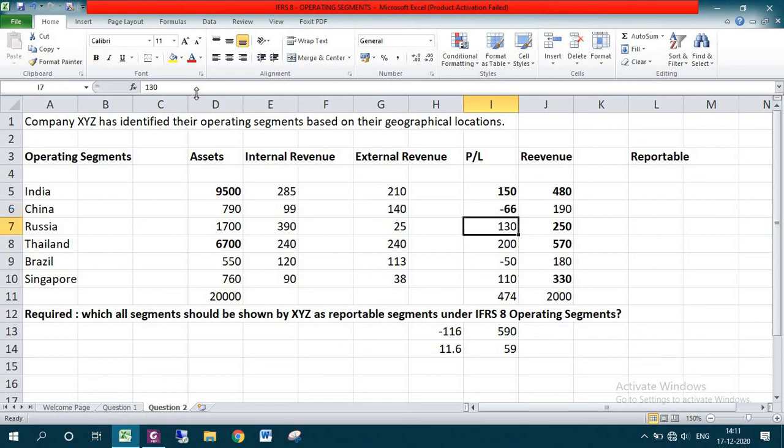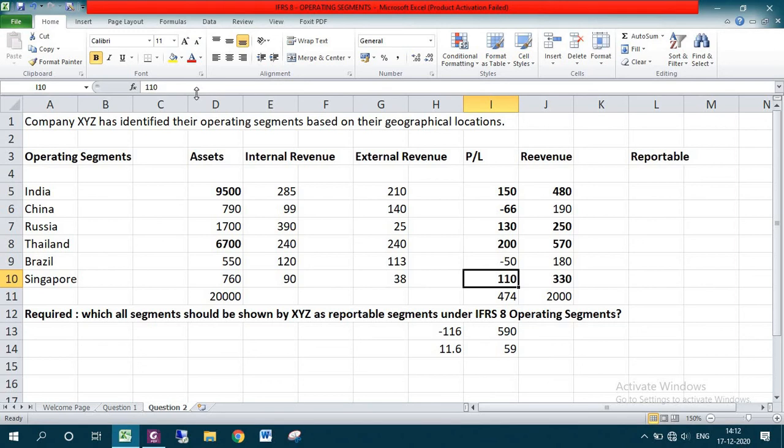Let's see Russia. Russia has 130, so it qualifies, and Thailand has 200, so it also qualifies, and Brazil has 50, so it won't qualify. Remember, Brazil does not qualify because it doesn't have 59, not because it is loss. If it had a loss of 90, then it would qualify. Okay, so next is Singapore. It has 110, so Singapore will also qualify as a reportable segment.